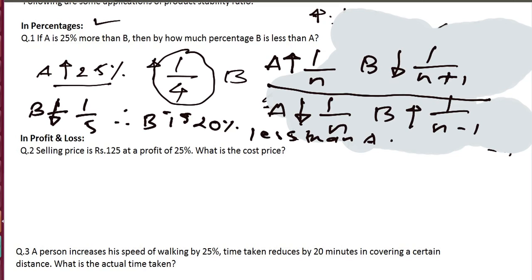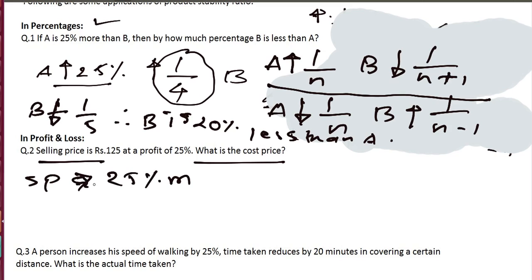So let's see the second question. Selling price is 125 rupees at a profit of 25%. What is the cost price? So that means selling price is 25% more than cost price, right? Because we have 25% profit. So selling price is 125, which is 25% more than CP. So by how much is CP less than SP?